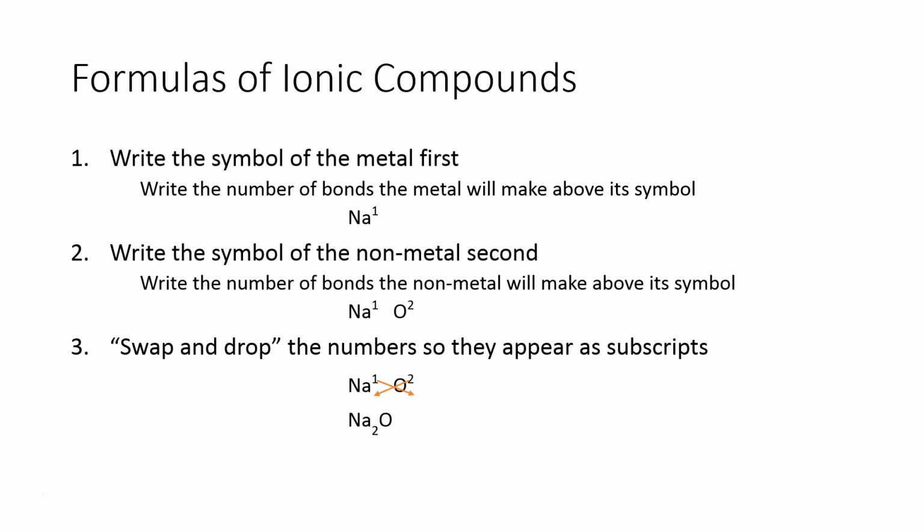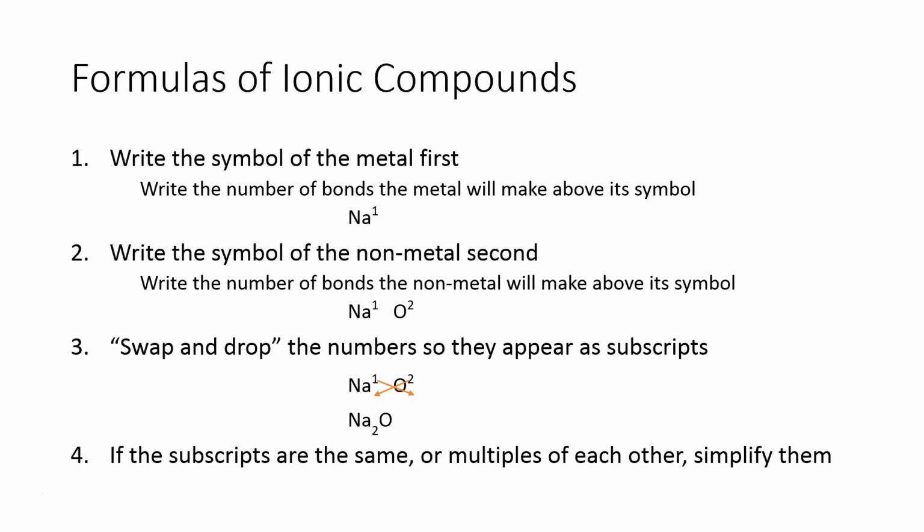There's a little wrinkle, which we'll practice in class tomorrow. If the subscripts happen to be the same, or if they're multiples of each other, then you can simplify them. So if you get a formula where the two numbers are both a 2, then you can simplify and make both of them a 1. If you get a formula where one of the numbers is 2 and one of the numbers is 4, then you simplify them as well. But let's save that for class tomorrow.